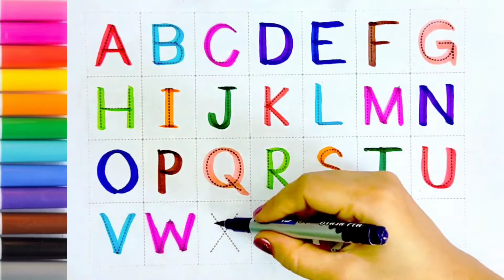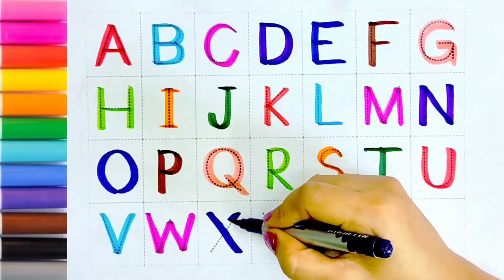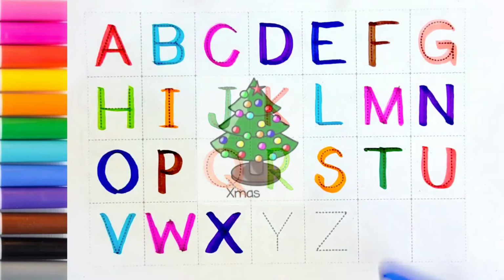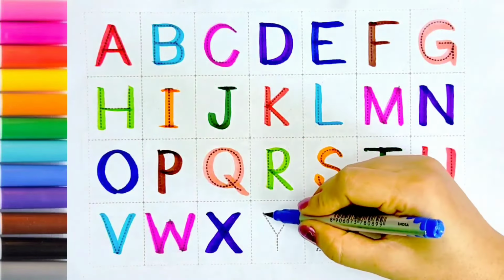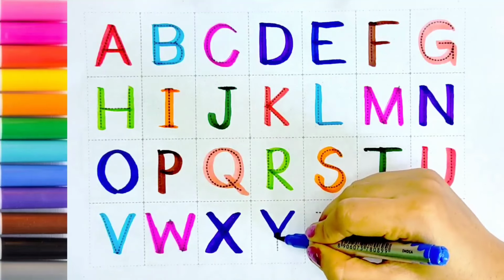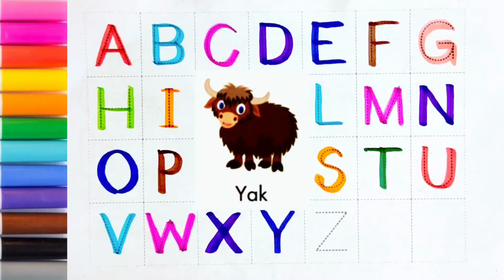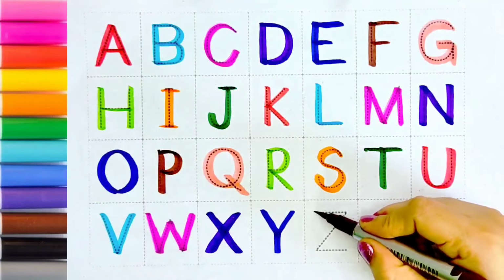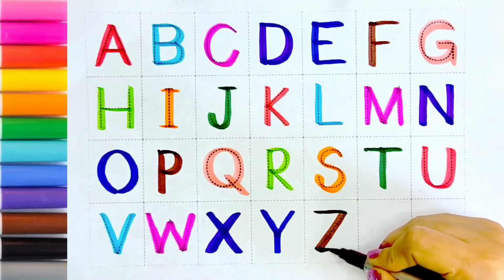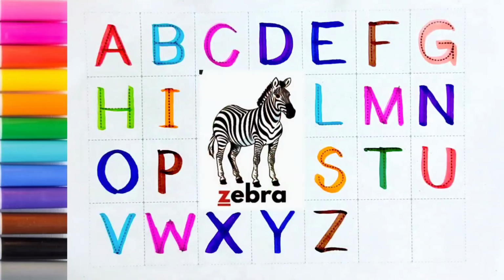Purple color X. X for Xmas tree. Blue color Y. Y for yak. Brown color Z. Z for zebra.